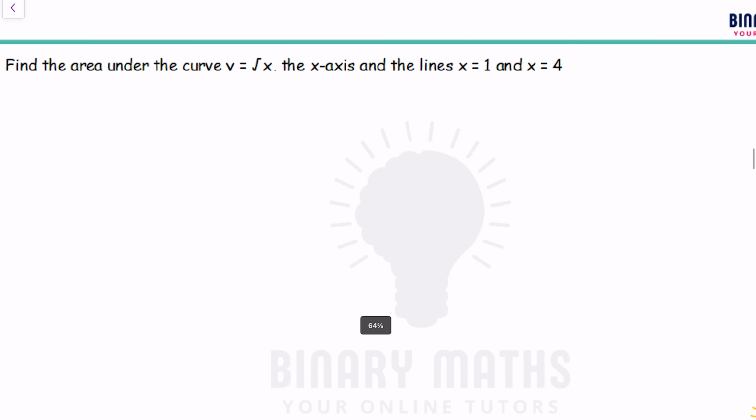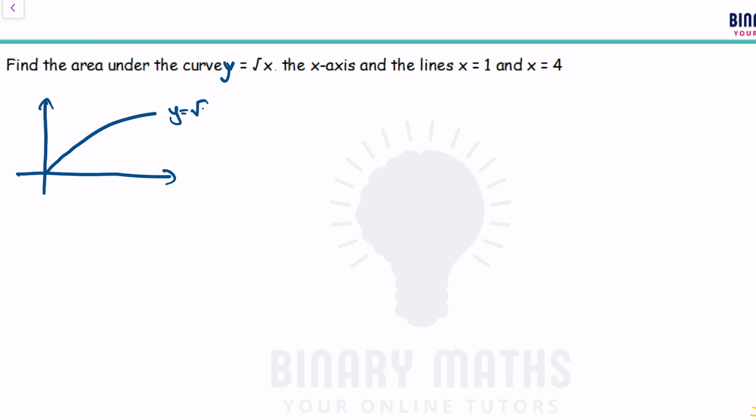Find the area under the curve y is equal to root x, the x-axis and the lines x equals 1 and x equals 4. Okay, root x. If I'm sketching this graph, root x looks like this. Y is equal to root x. All I'm trying to find is the area between the x-axis, the line x equals 1 and x equals 4. So somewhere here, it's a rough sketch, 1 and 4. And the curve. So we're looking for this part.